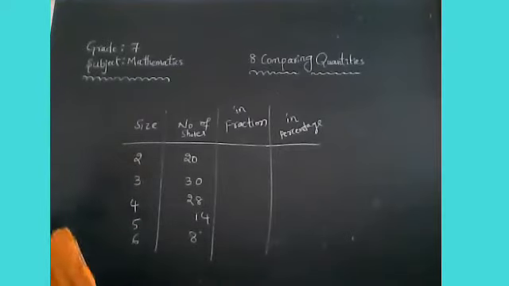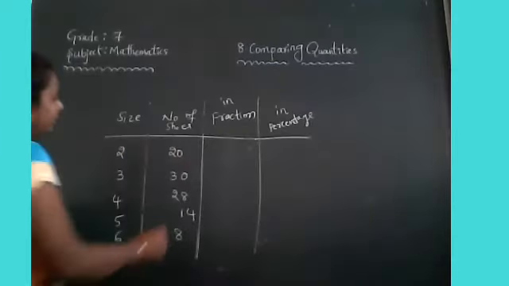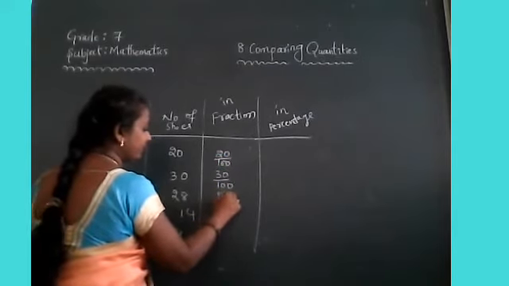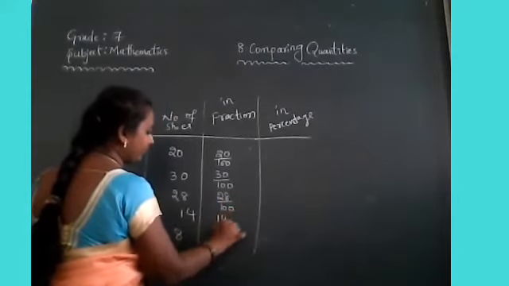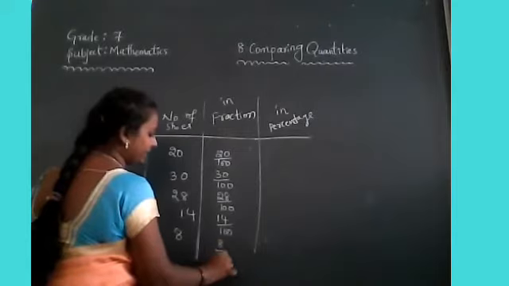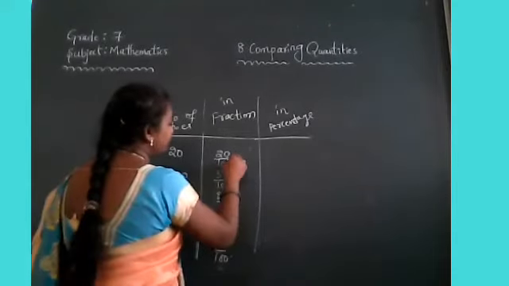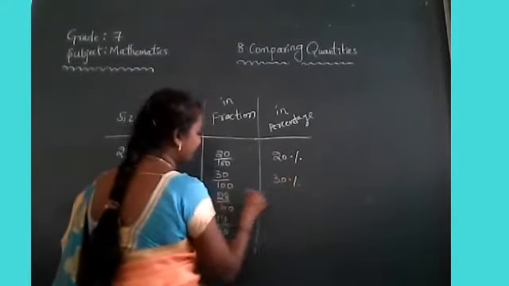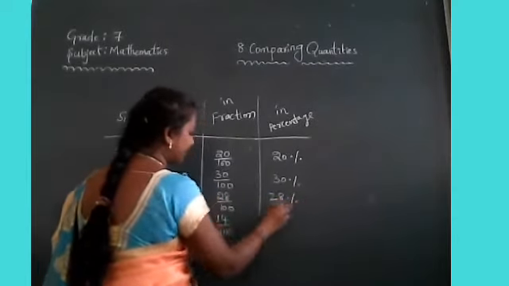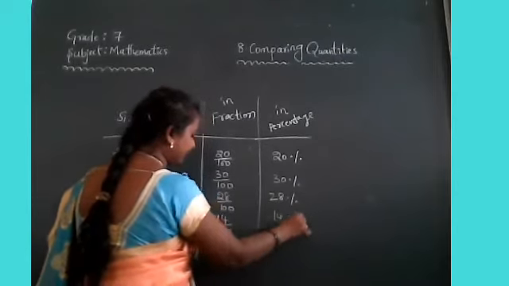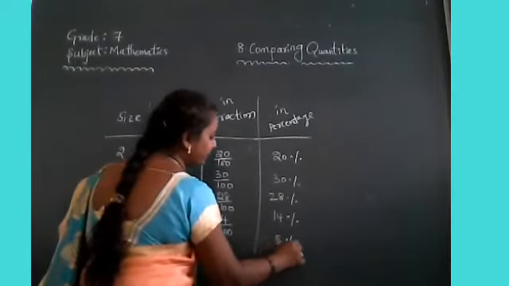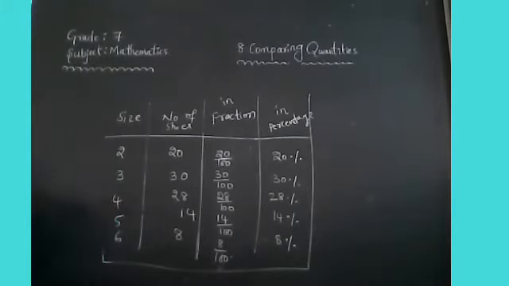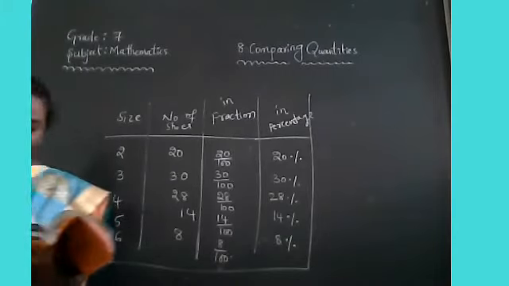So first we have to write this in the fraction. That is 20 by 100, 30 by 100, 28 by 100, 14 by 100, 8 by 100. So in percentage, we have to write 20%, 30 by 100 is 30%, 28 by 100 is 28%, 14 by 100 is 14%, 8 by 100 is 8%. Okay? So like this you have to write. Right.